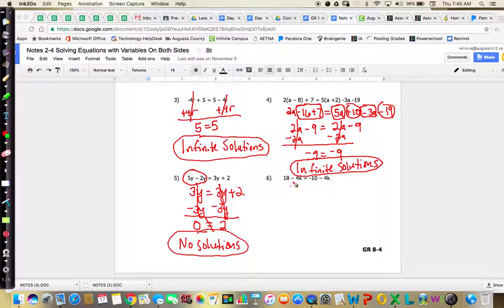Okay, and the last one, we have 18 minus 4k equals negative 10 minus 4k. So we're going to combine the variables. So we're going to add the opposite of subtracting 4k, which would be adding 4k. And of course, these are going to cancel because they're opposites, and these are going to cancel because they're opposites. So we have something that says 18 equals negative 10. Is that true? No. So cross out the equal sign and write no solutions.